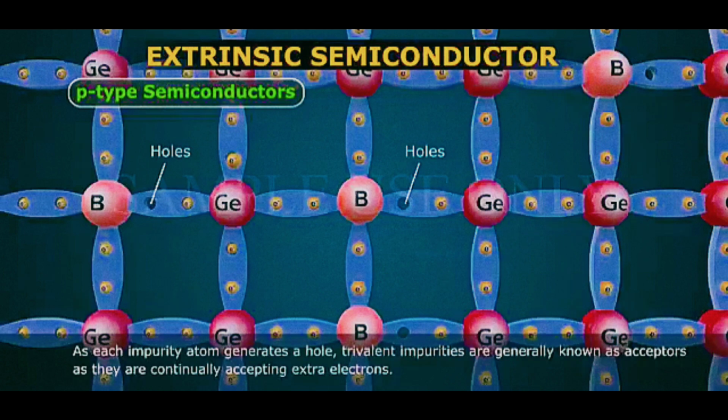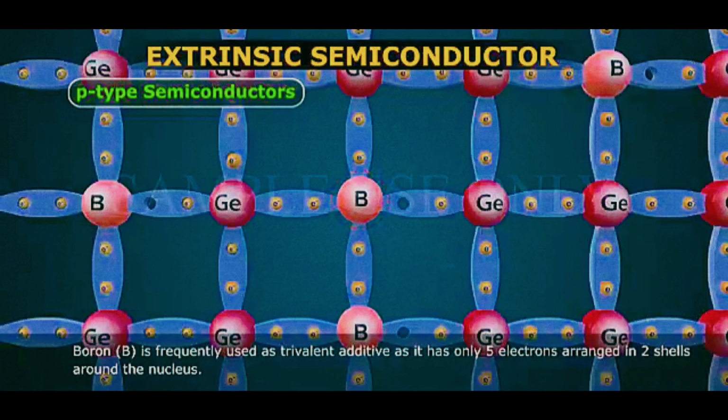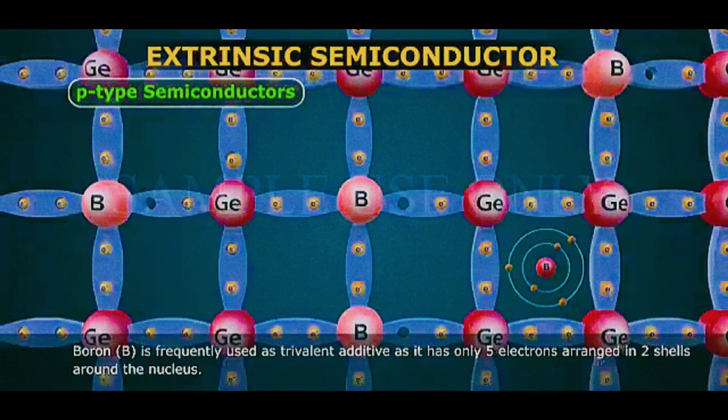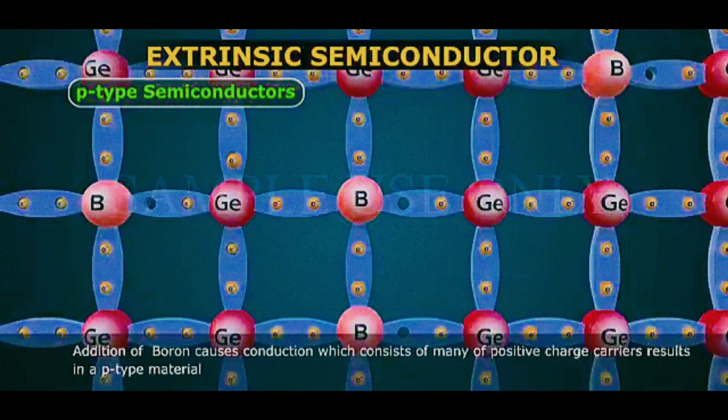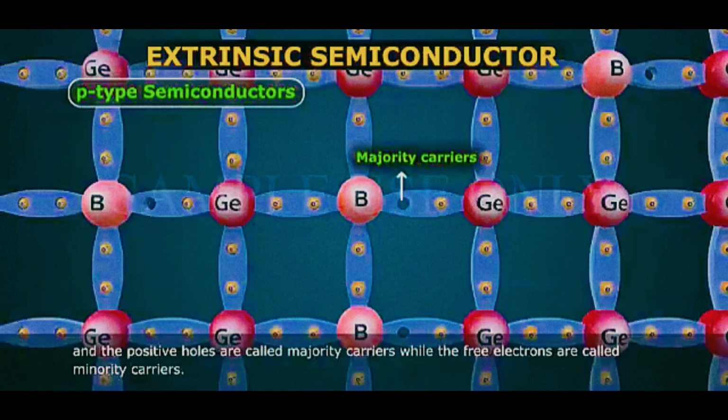As each impurity atom generates a hole, trivalent impurities are generally known as acceptors, as they are continually accepting extra electrons. Boron, B, is frequently used as a trivalent additive as it has only 5 electrons arranged in 2 shells around the nucleus. Addition of boron causes conduction, which consists of many positive charge carriers, and results in a p-type material, and the positive holes are called majority carriers, while the free electrons are called minority carriers.